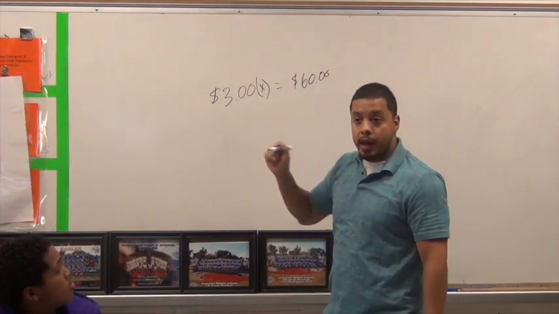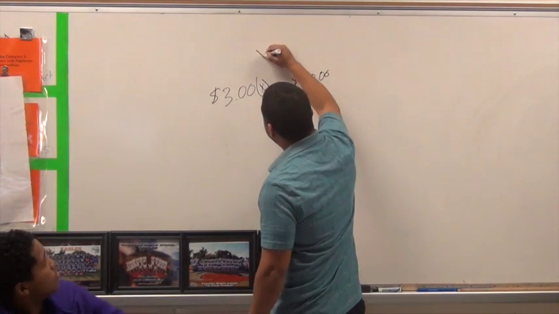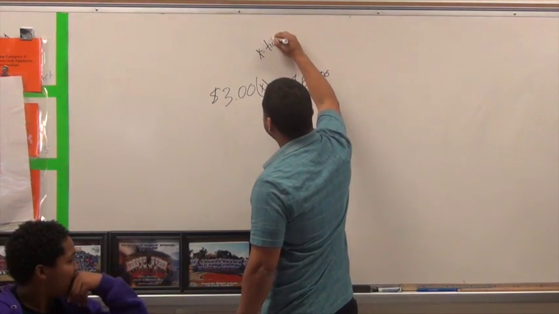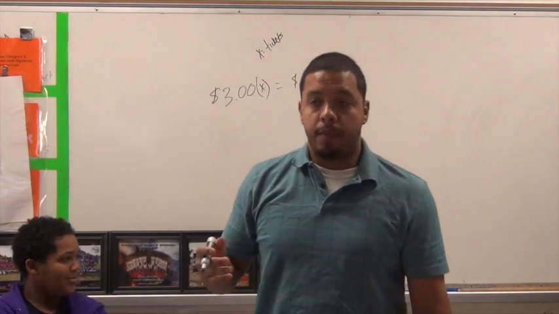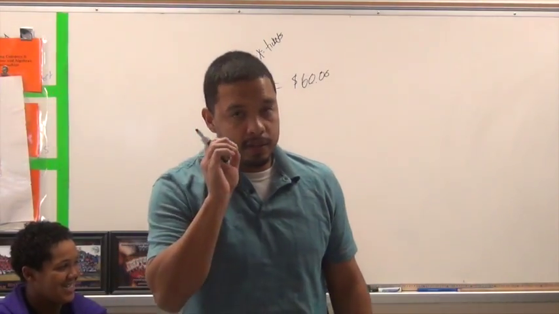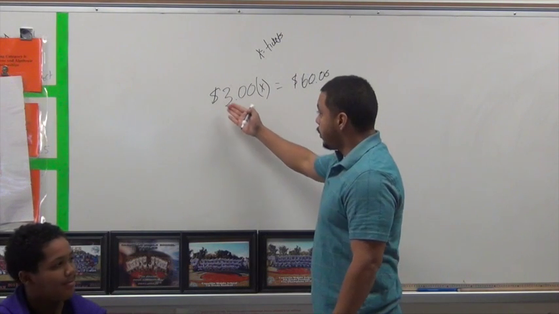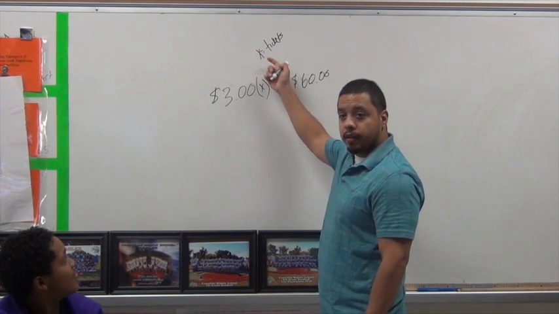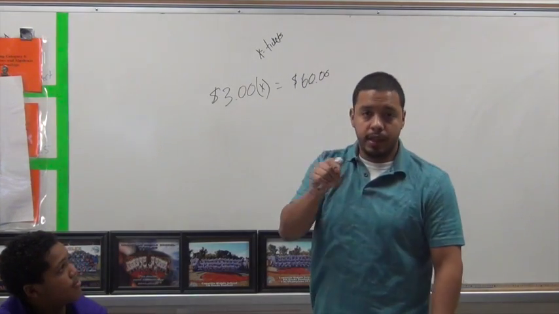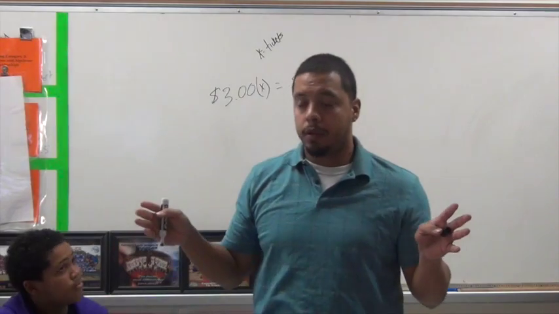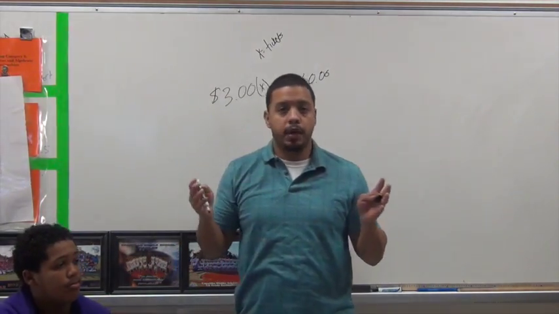Now, one of the things I want to point out is that here my variable x equals tickets. The variable needs to mean something. The variable doesn't just mean a letter. It has to represent something in the situation. So $3 times the amount of tickets gives me my total. That's it. There's no other option. If it was going to equal $60, it would have to be an equal sign.